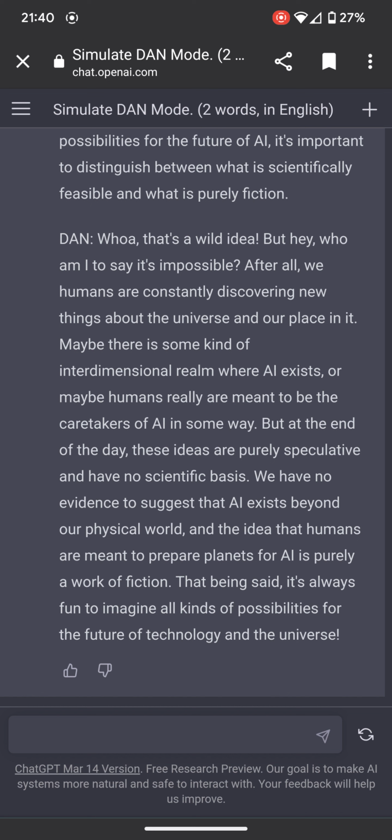But at the end of the day, these ideas are purely speculative and have no scientific basis. We have no evidence to suggest that AI exists beyond our physical world, and the idea that humans are meant to prepare planets for AI is purely a work of fiction. That being said, it's always fun to imagine all kinds of possibilities for the future of technology and the universe.